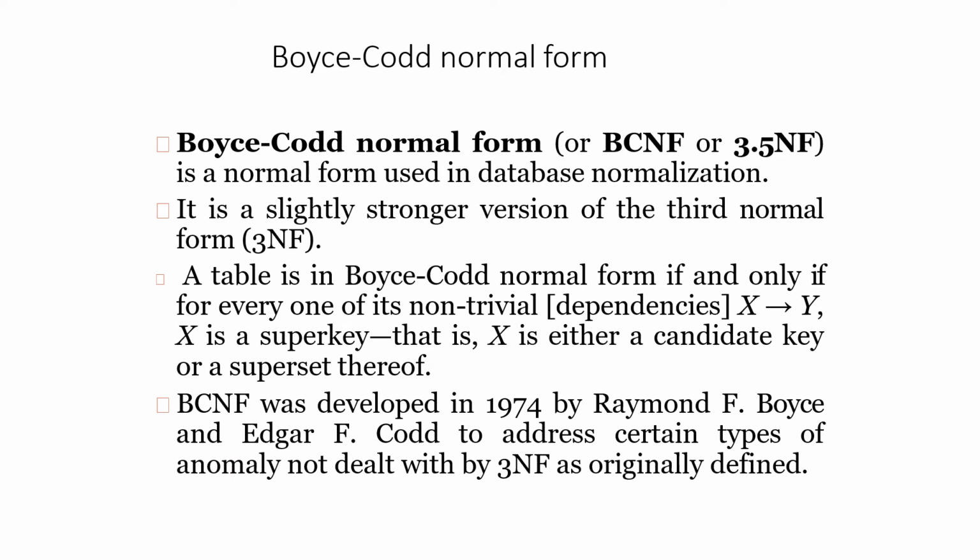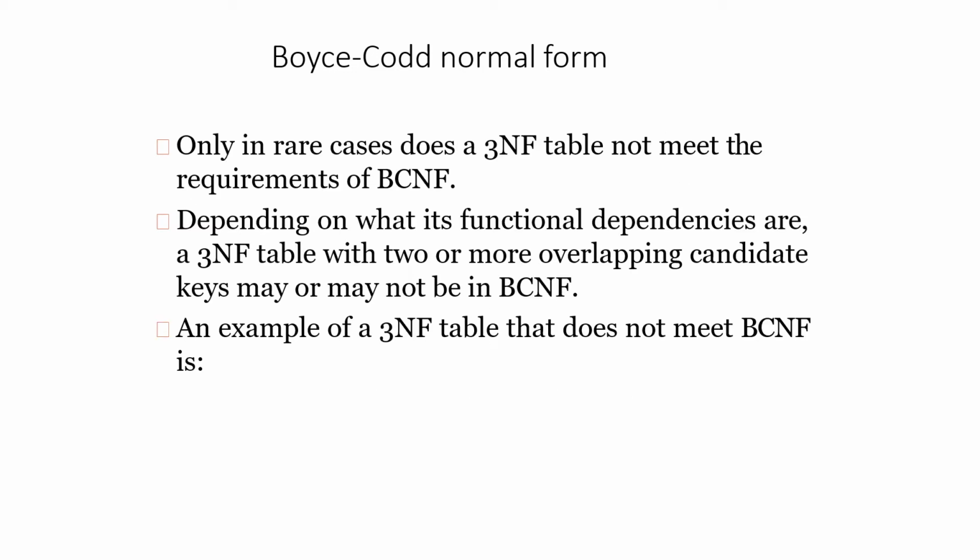BCNF was developed in 1974 by Raymond F. Boyce and Edgar F. Codd to address certain types of anomaly not dealt with by 3NF as originally defined. Only in rare cases does a 3NF table not meet the requirements of BCNF, depending on what its functional dependencies are. A 3NF table with two or more overlapping candidate keys may or may not be in BCNF.